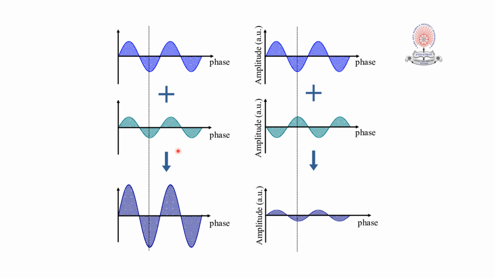It is indicated by high intensity of the light after interference. In this second image, we can see the trough of the first light wave is aligned against the crest of the second light wave. In this case, these two cancel each other. As a result, there is destructive interference and the intensity of the light decreases after interference.